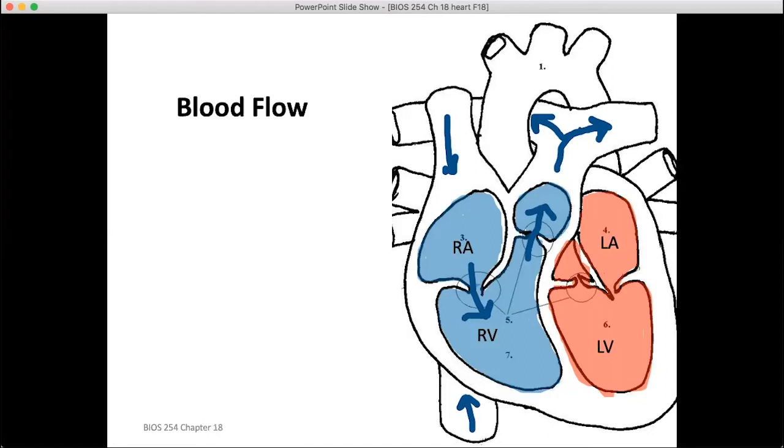Once the gas exchange has occurred, the blood is going to be higher in oxygen and lower in carbon dioxide. It's going to return back to the left side of the heart by way of pulmonary veins into the left atrium, through the bicuspid or left AV valve into the left ventricle. From there, it will go through the aortic semilunar valve into the aorta. Vessels coming off of the aorta then will lead to different parts of the body.